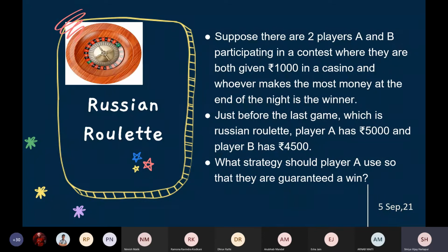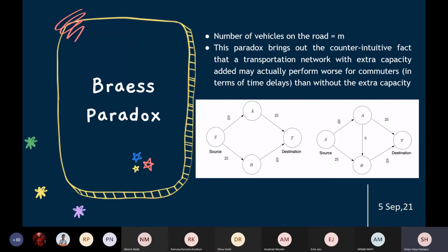So these two are just examples of logical reasoning. They aren't game theory exactly. They haven't been formalized in that way, but it's just a way for us to figure out what kind of thinking is needed to become a game theorist. Now here, there's an interesting problem called Braess paradox.